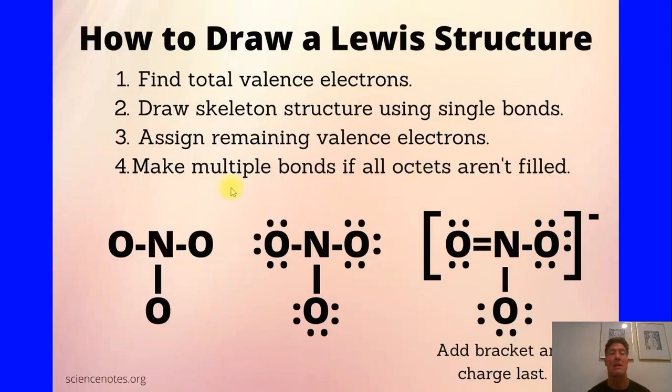So here's the basic thing. You find the total number of valence electrons, you draw a skeleton using single bonds, you assign the remaining valence electrons usually to the more electronegative atoms first, and then you make multiple bonds if the octets are not fulfilled. And then if there's a charge on the overall molecule, this is important, you put brackets around it and then you indicate the charge. If you don't bracket it and indicate the charge, you're going to get it wrong.